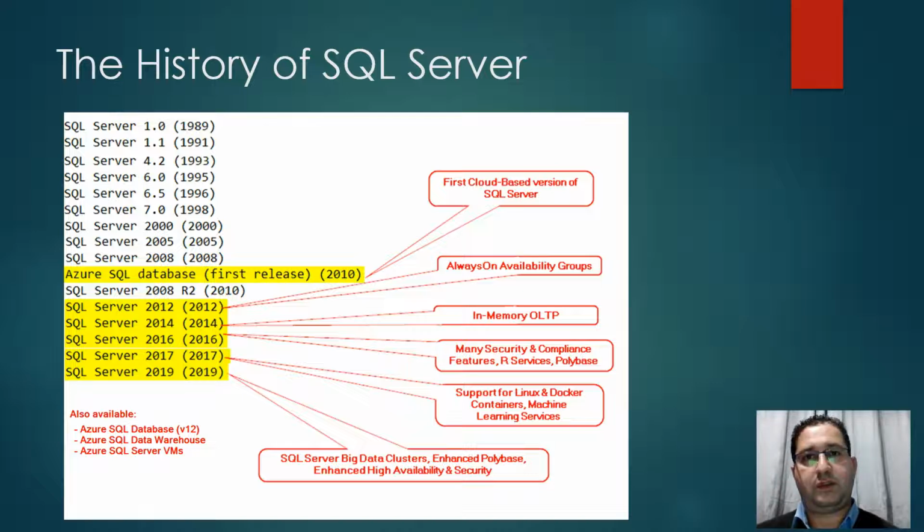So from this version of SQL Server and onwards, you can run SQL Server besides Windows. You can also run it on Linux and on Docker containers. Machine Learning Services that allows you to run R and Python scripts against your data and transform raw data into meaningful insights and knowledge. And now we have SQL Server 2019, which introduces SQL Server Big Data Clusters, enhanced PolyBase, enhanced high availability and security features.